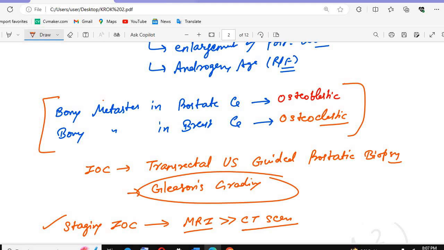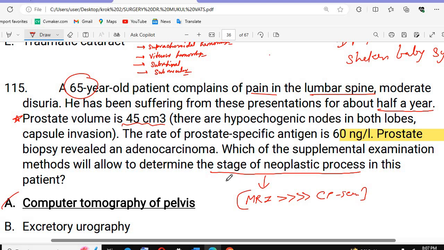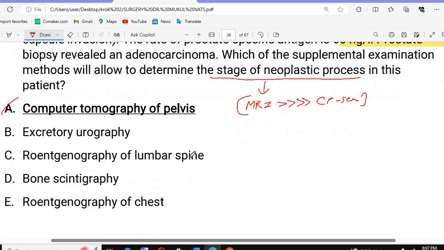So here, which examination reveals the adenocarcinoma, so prostate cancer is there, and which supplement examination allows determining the stage of the neoplastic process. For staging we do the MRI, and if MRI is not in the options, we need to choose the CT scan, because no other options are given in the question regarding the MRI.